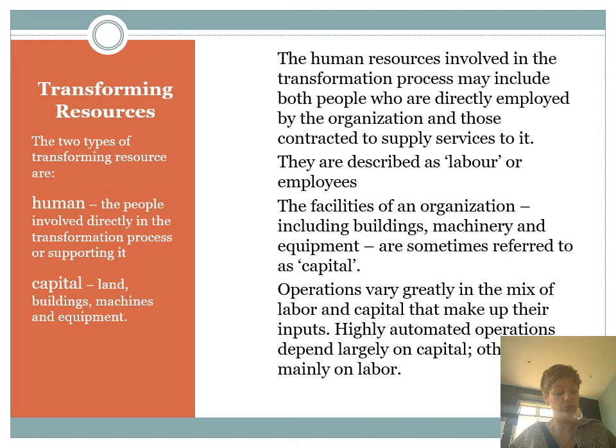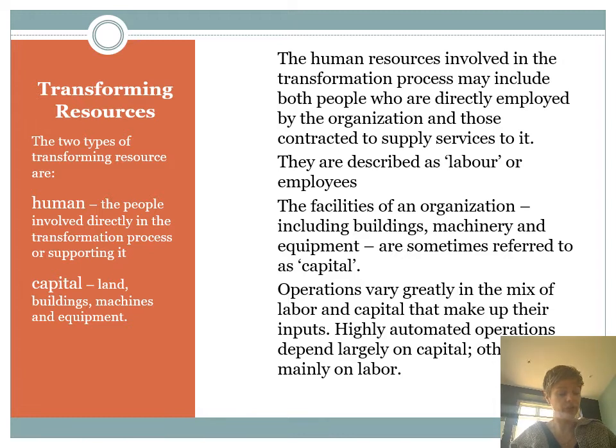Question 12. There are two types of transforming resources. The first one is humans. These are the people who are involved in the transformation process and support it. They can be direct employees, or they could also be contracted to supply services to the organization. They are described as labor or employees.